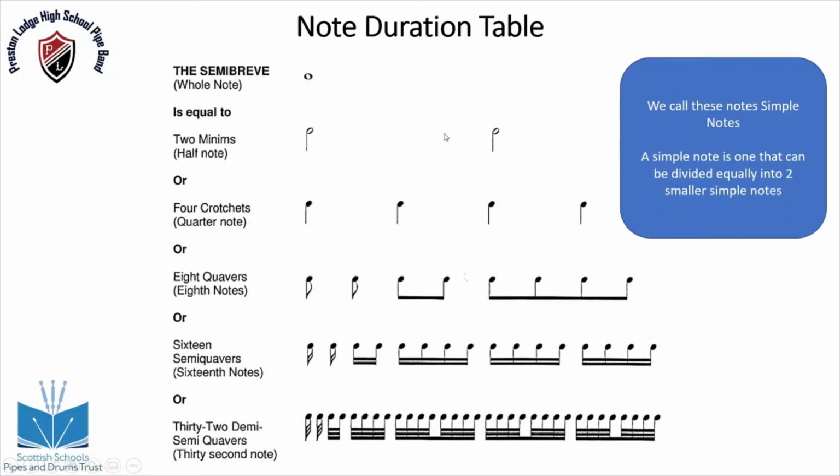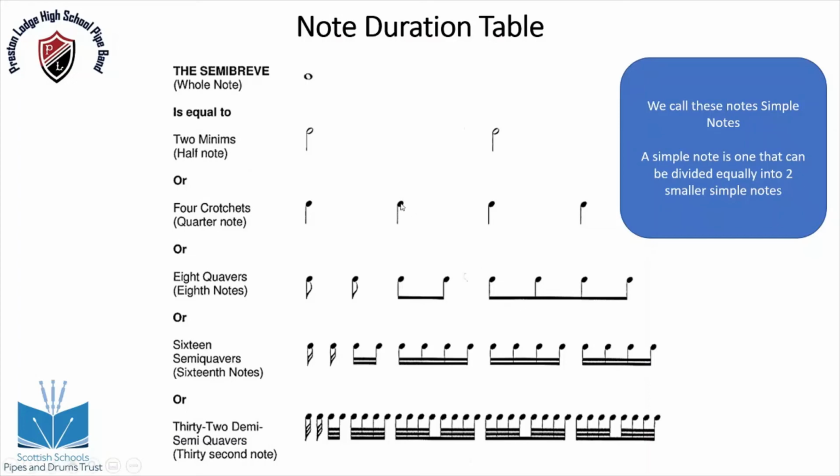So all of these notes are called simple notes. In a lesson further down the line we'll talk about simple time and compound time, which are different types of time. But for now it's good to realise that every single one of these notes is a simple note. And a simple note is a note that can be divided into 2 notes of equal or lesser value. So basically a note that can be split in half.